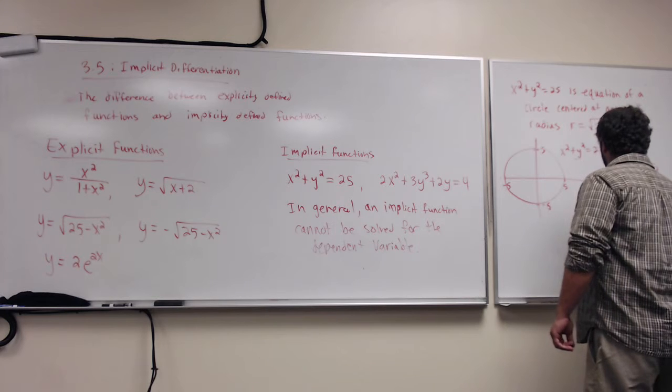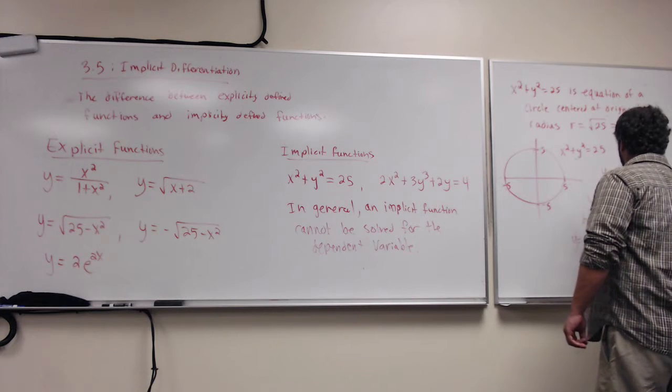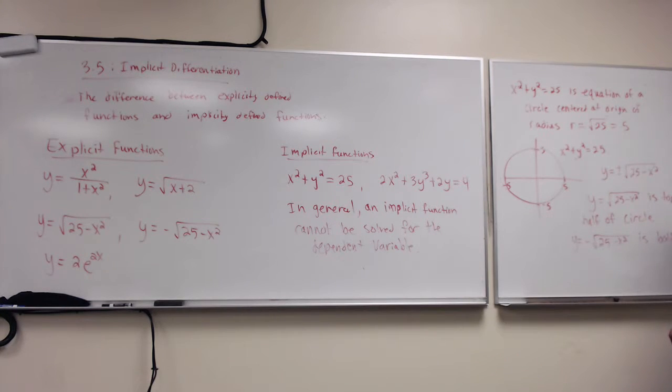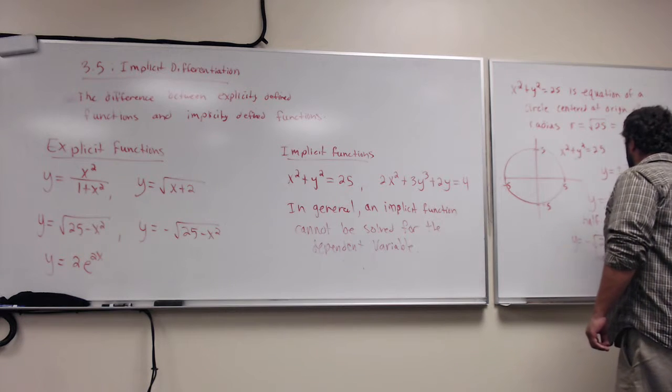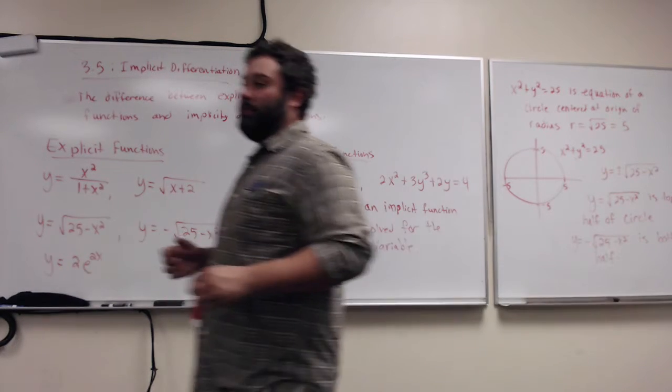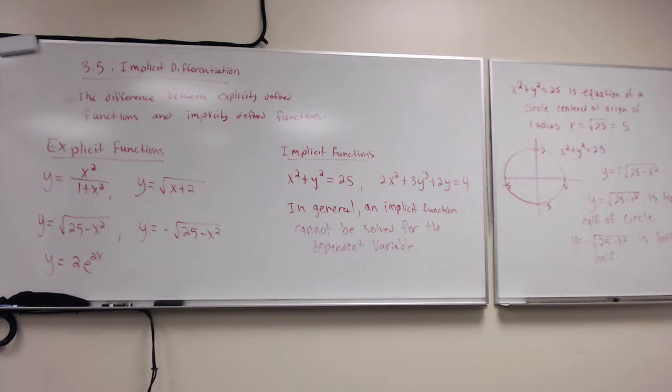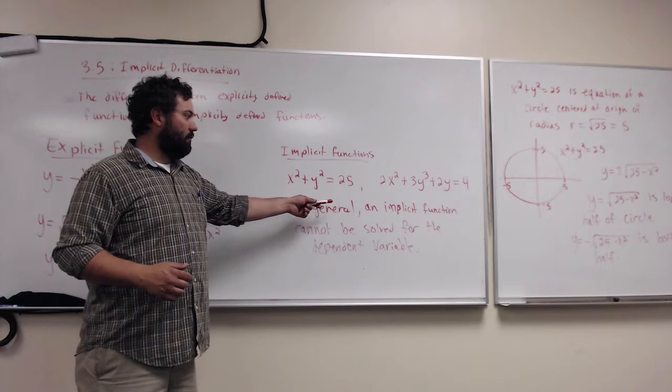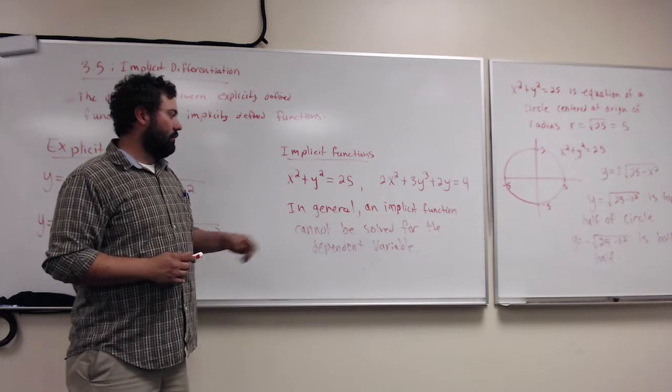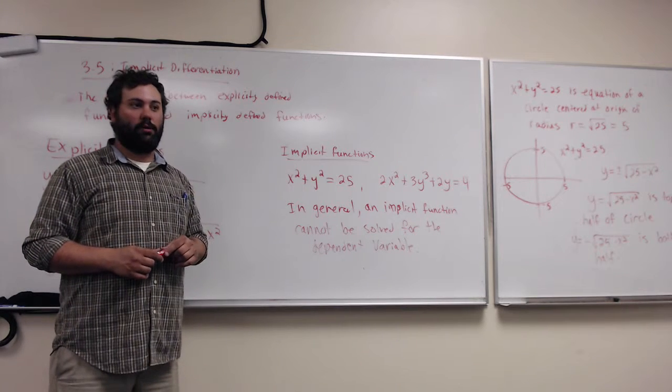Y equals negative square root of 25 minus x squared is the bottom half. Okay. So basically the only hope of getting an explicit function out of an implicit one is if you can solve for y. Okay. But that isn't necessarily always the case. In general, an implicitly defined function or implicitly defined curve cannot be solved for the dependent variable.